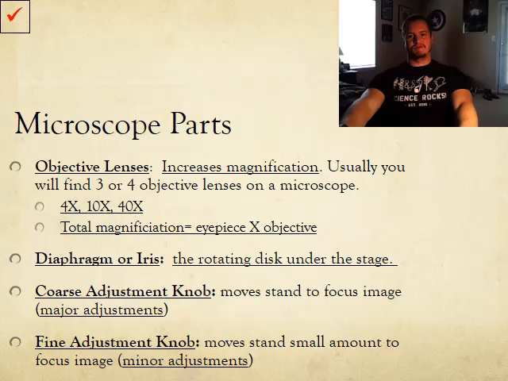So the coarse adjustment knob should be used for low power, and your fine adjustment should be for medium to high.